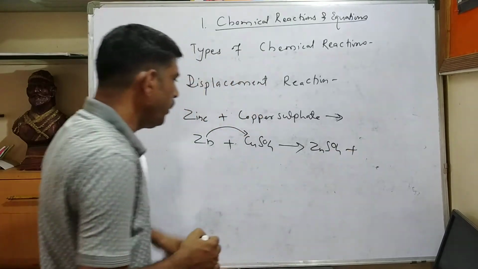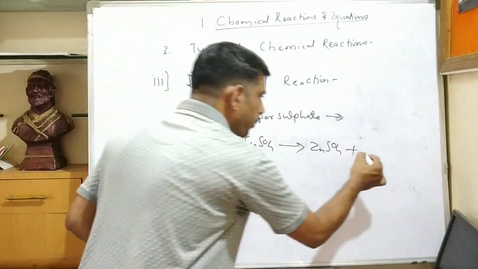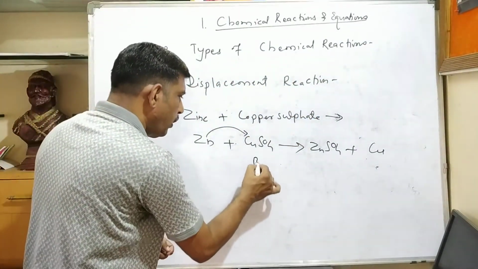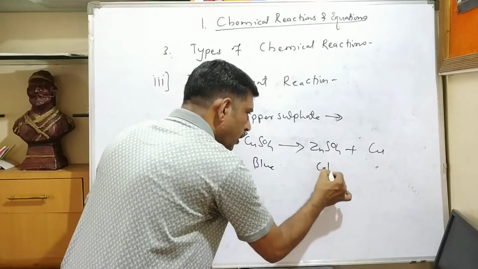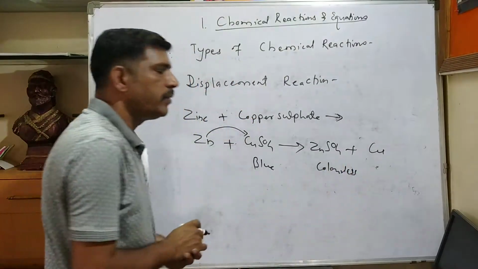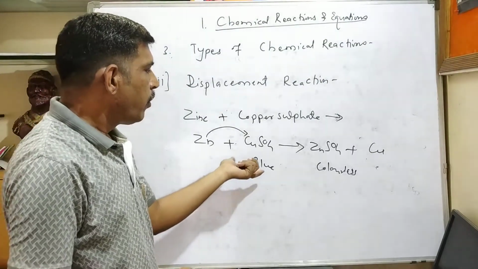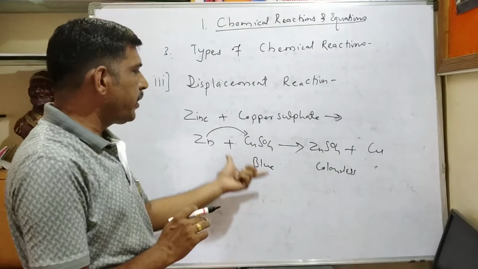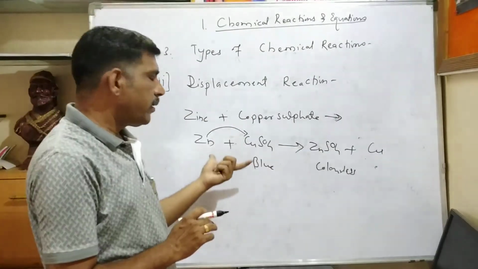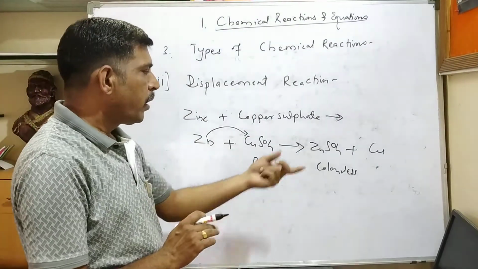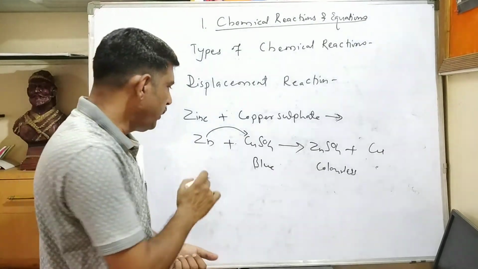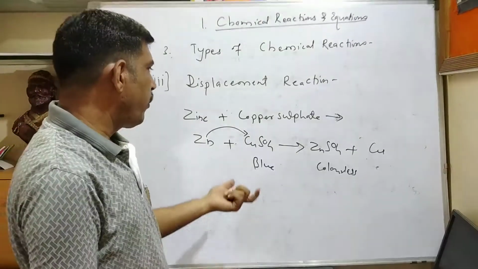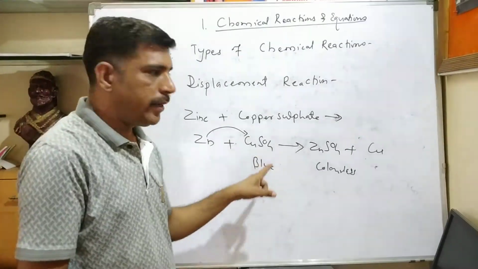ZnSO4. Then what happens? The copper becomes free and settles at the bottom of the container. The blue color of the copper sulfate changes to a colorless solution of zinc sulfate. The solution turning from blue to colorless indicates that the displacement reaction takes place between zinc and copper, and zinc sulfate is formed. So zinc is more reactive than copper, so it can displace it.